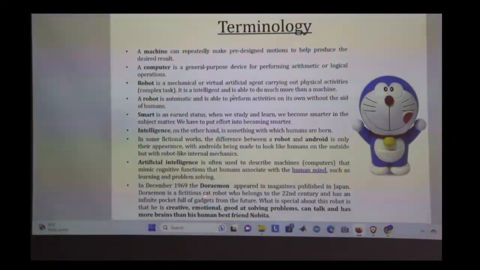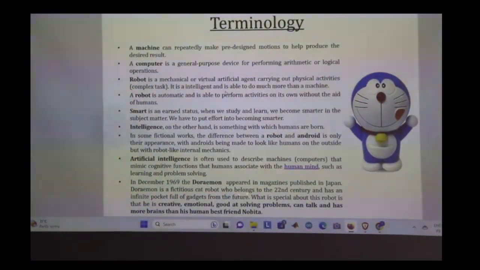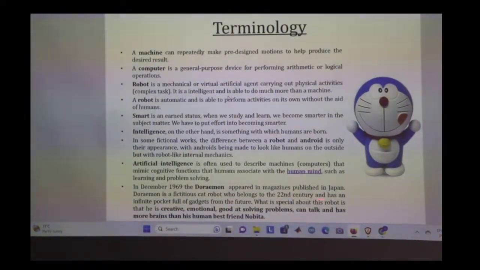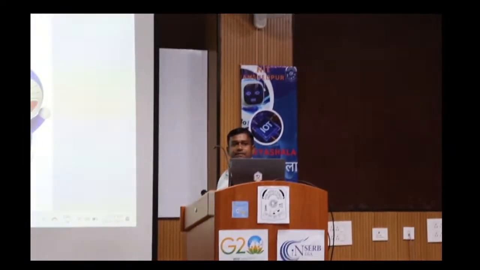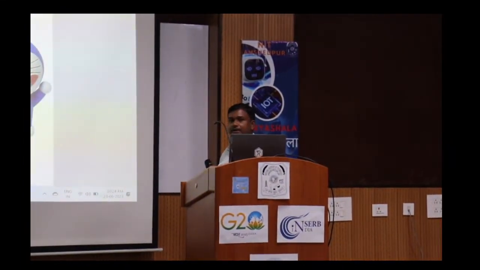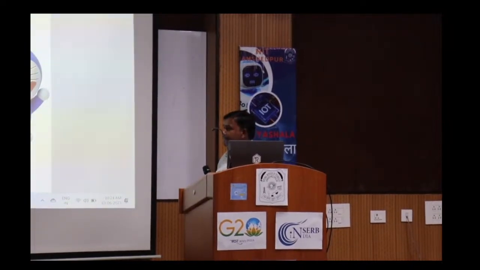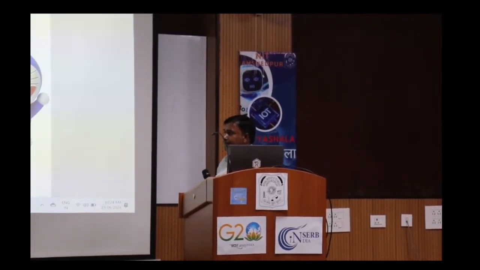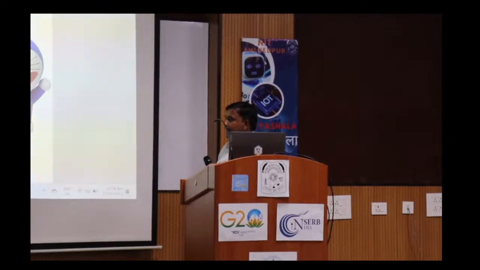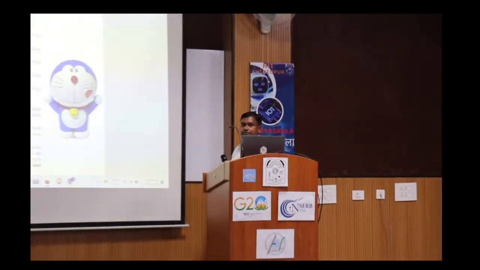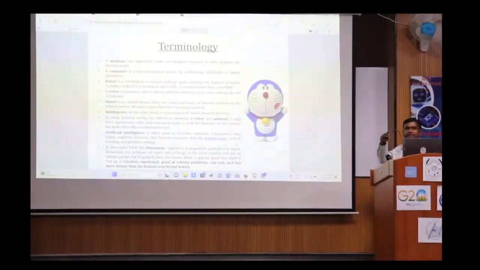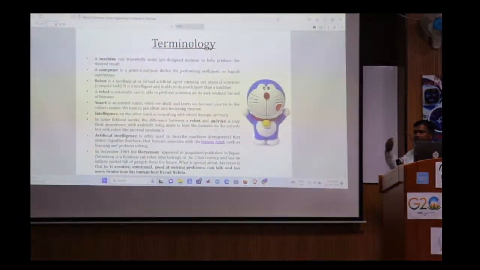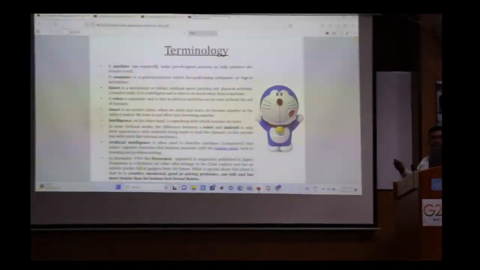Doraemon is a fictitious cat robot who belongs to the 22nd century and has an infinite pocket full of gadgets. Now you can think your pocket is also full of gadgets. Most of you must have at least one or two gadgets in your pocket. And remember it's 1969, and if you see the older versions, they will talk about things like camera, taking pictures, printing, and generating 3D printouts.